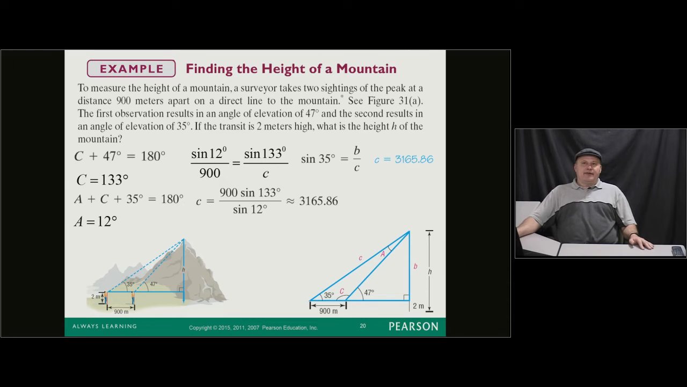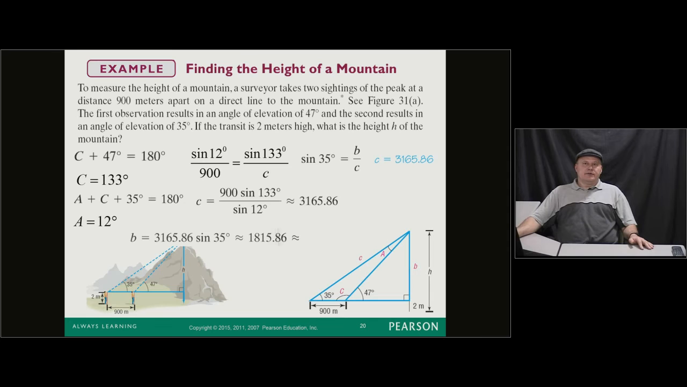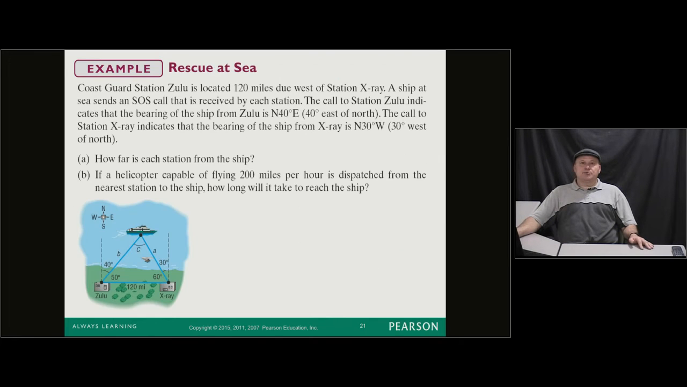Now sine of 35 degrees. Now this is just a right triangle here. It is B over C. That's the reason we figured out what the C was a while ago. So B is 3,165.86 times the sine of 35 degrees, which is 1,815.86 meters. Okay? So that's approximately what we have here. I believe that finishes up this one.